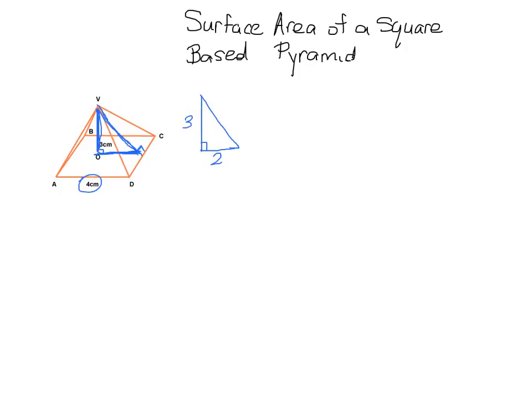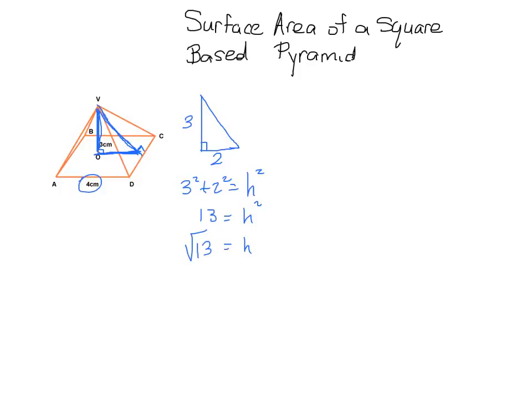Pythagorean theorem says that 3 squared plus 2 squared will give us, let's call it little h squared. All right, so then we finish that off, and we get that 13 gives us h squared. And so the height of the triangle we need is root 13. All right, so let's keep that in mind and finish the rest of the question.